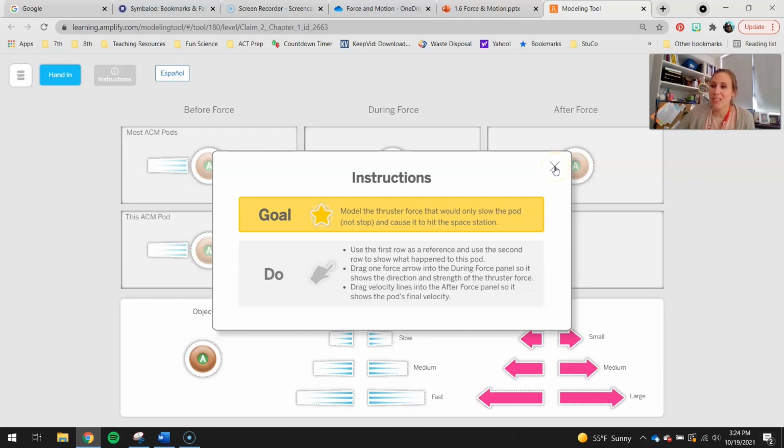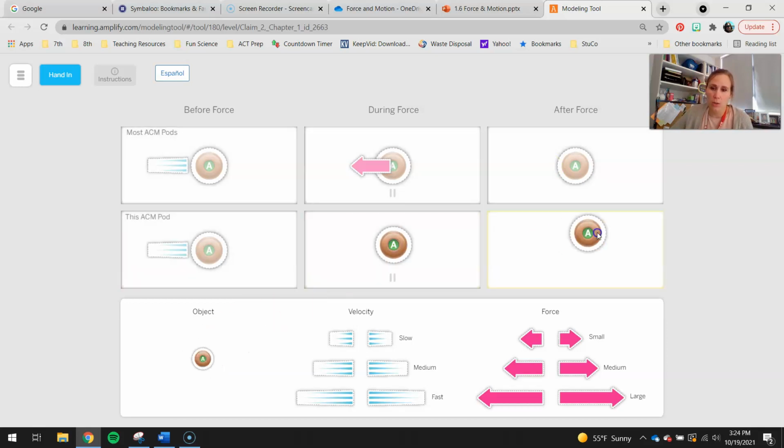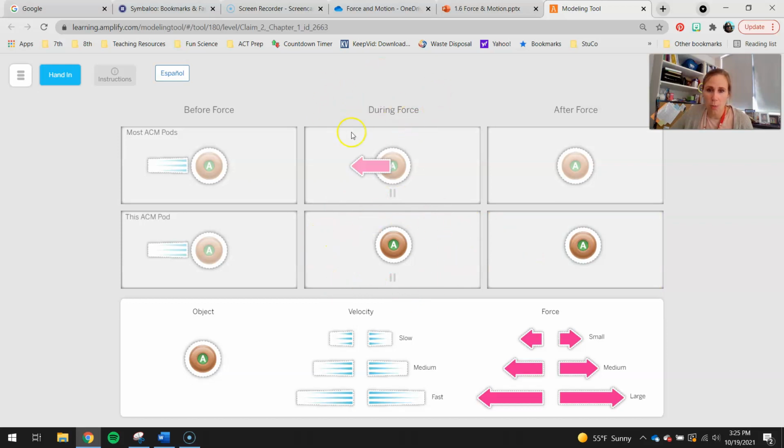So I just want you guys to show the force from the thrusters on the space pod and the movement right after the thrusters fire. So what is that pod doing after? Just like in claim 1, you guys need to click and drag your 2 little objects out there. In this middle box, you need to show me the force.